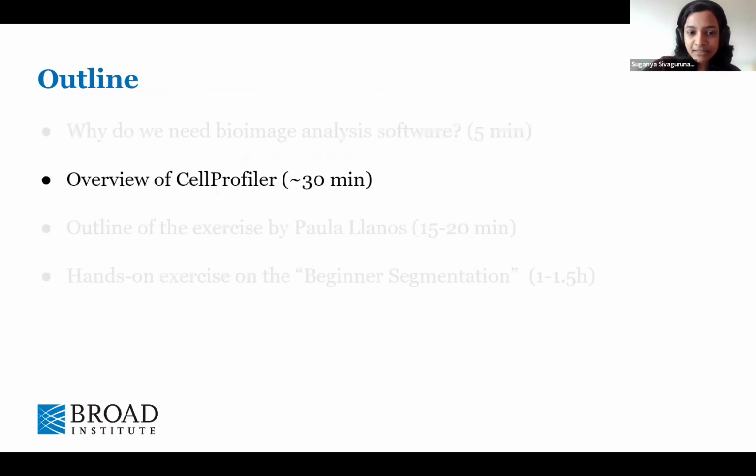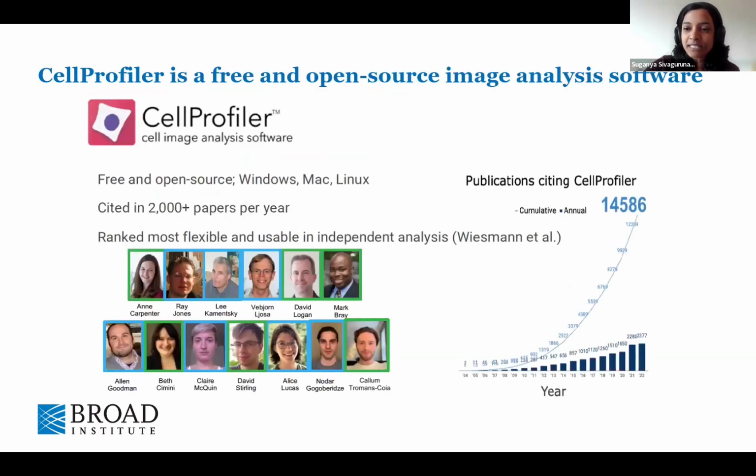What is CellProfiler? CellProfiler is a bioimage analysis software that helps turn your images to numbers. This was developed by a great team of scientists. And it is a free and open source software which can be downloaded and used across different operating systems, Windows, Mac, and Linux. The software has been ranked the most flexible and usable in independent analysis, and no wonder that it has been cited a lot of times in a year.